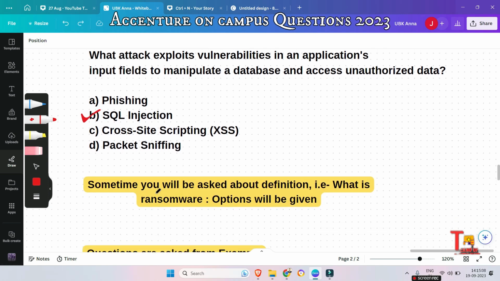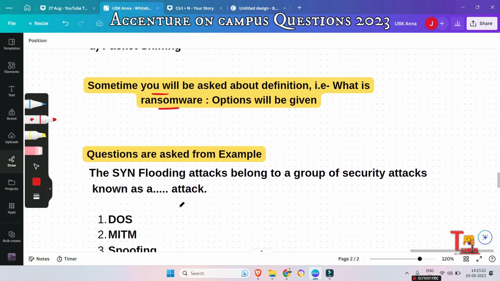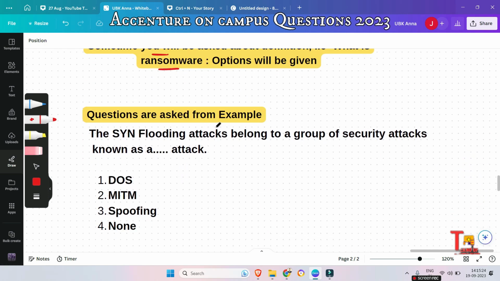Guys, there is a note for you: sometimes you will be asked about a definition, that is, what is ransomware, and options will be given. You have to opt for the correct answer among them. So actually this question was asked, that's why I included it here, right? Okay, let's go to the next question. Questions are asked from examples, that is, the attack examples, right?